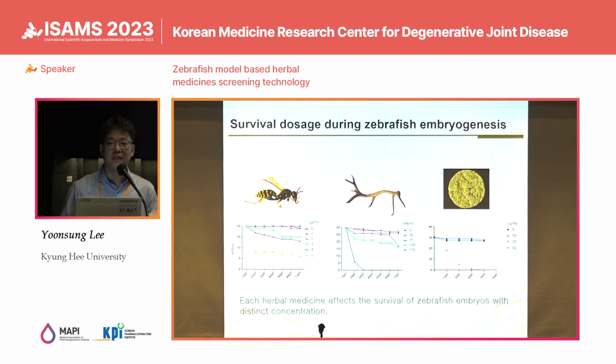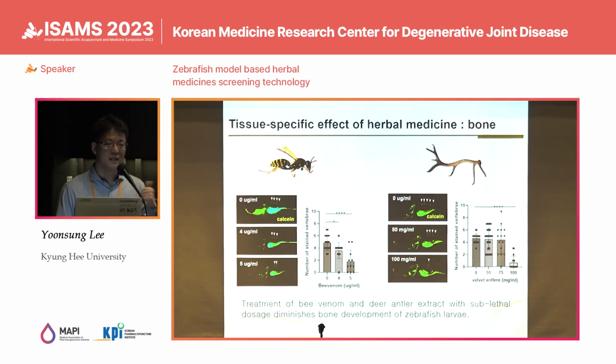So this is one example to show those drugs' effect on the developmental process or animal survival itself. But more interestingly, they can give good information in a tissue-specific way. One piece of information is bone formation. When you use bee venom and deer antler with this zebrafish larvae system, at some specific dosage you can see the bone formation is robustly reduced, which means we can use this to see toxicity in a tissue-specific manner.